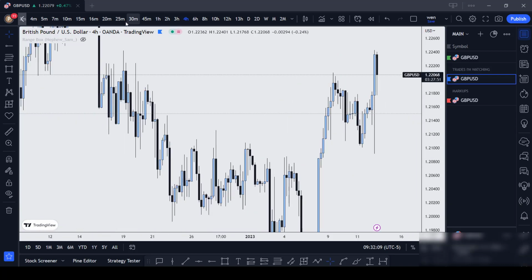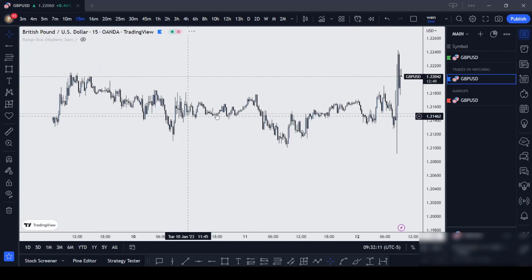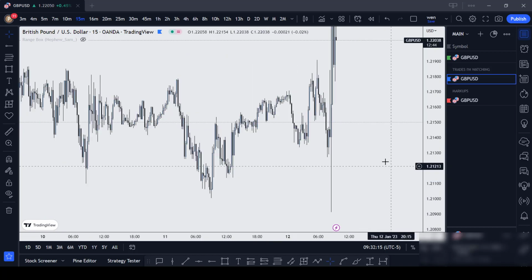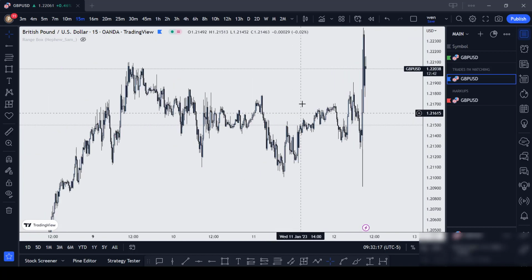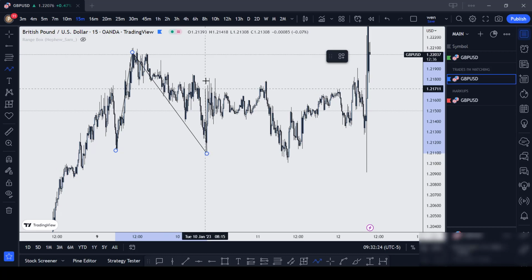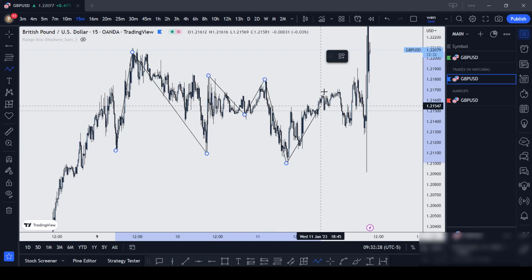In this trade right here, a lot of people were probably looking for sells, and even I at first was looking for sells, because as you can see, the market order flow is bearish. Boom. Boom. You see, the market order flow is bearish.